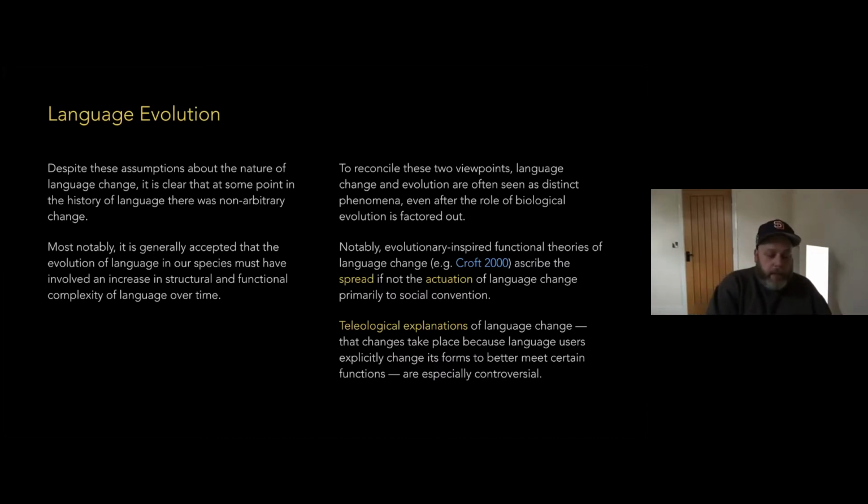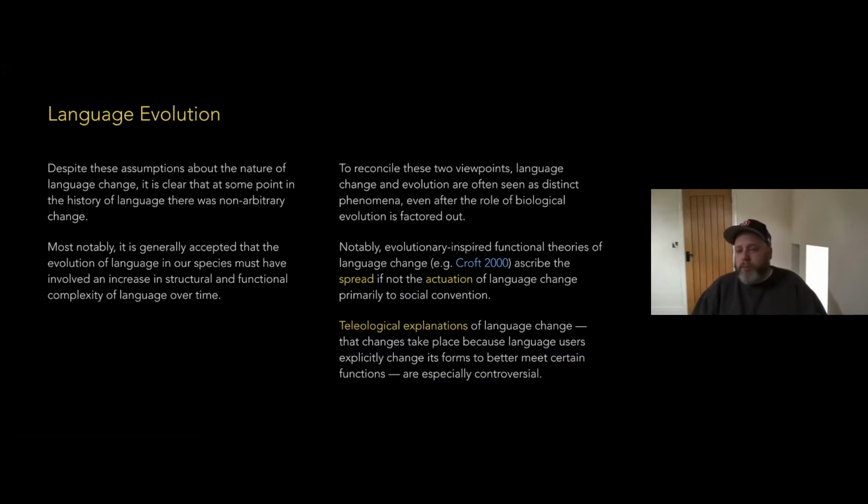And that would be as language first evolved or emerged in our species, that it must have been much structurally simpler and functionally less complex at some point in time in the past. And it must have risen up and become more functionally diverse, more structurally complex over time. I don't think anyone can really disagree with that. But then how do you reconcile these two viewpoints?